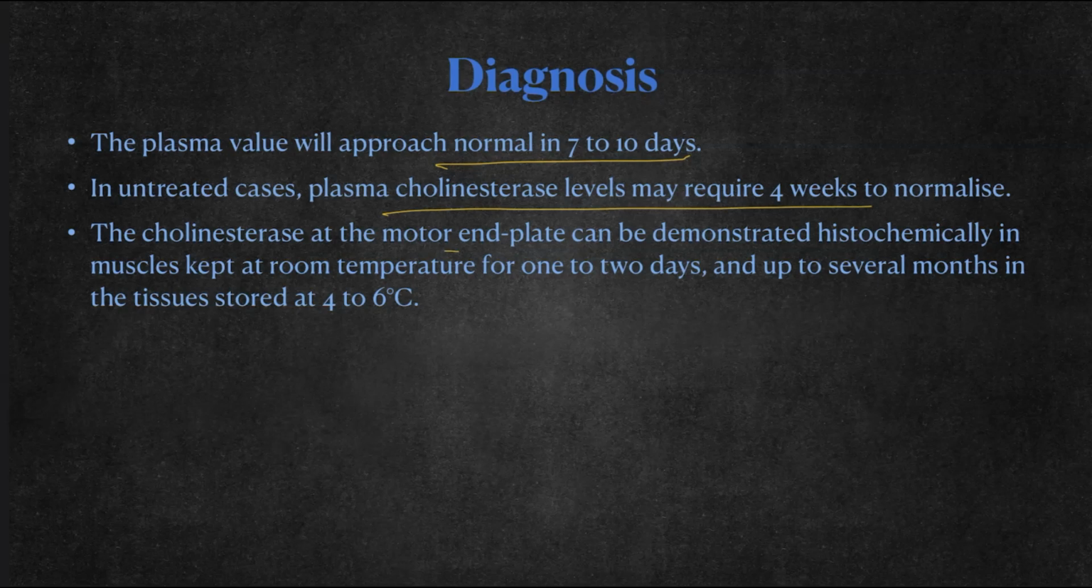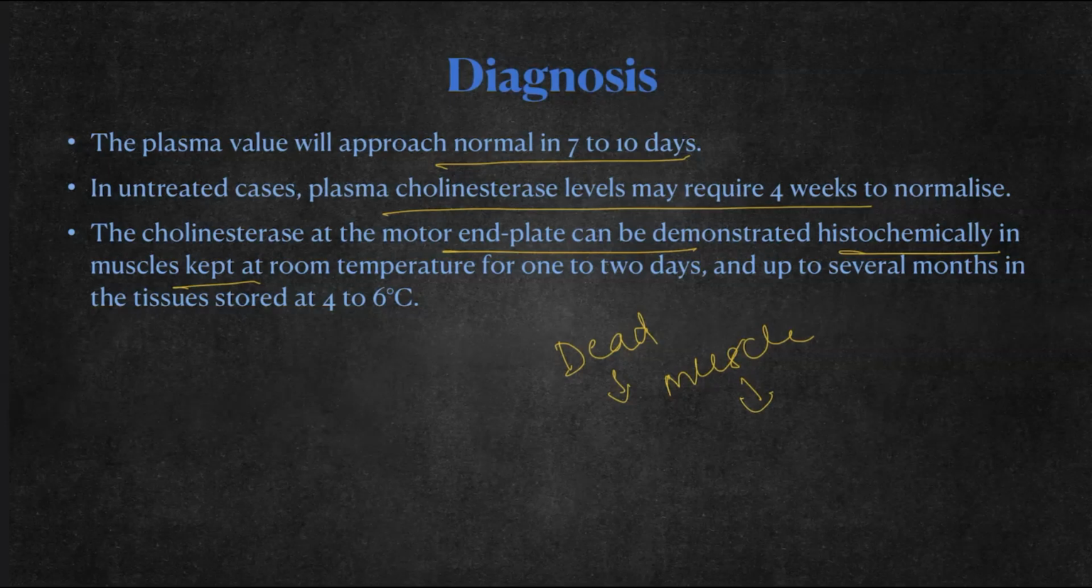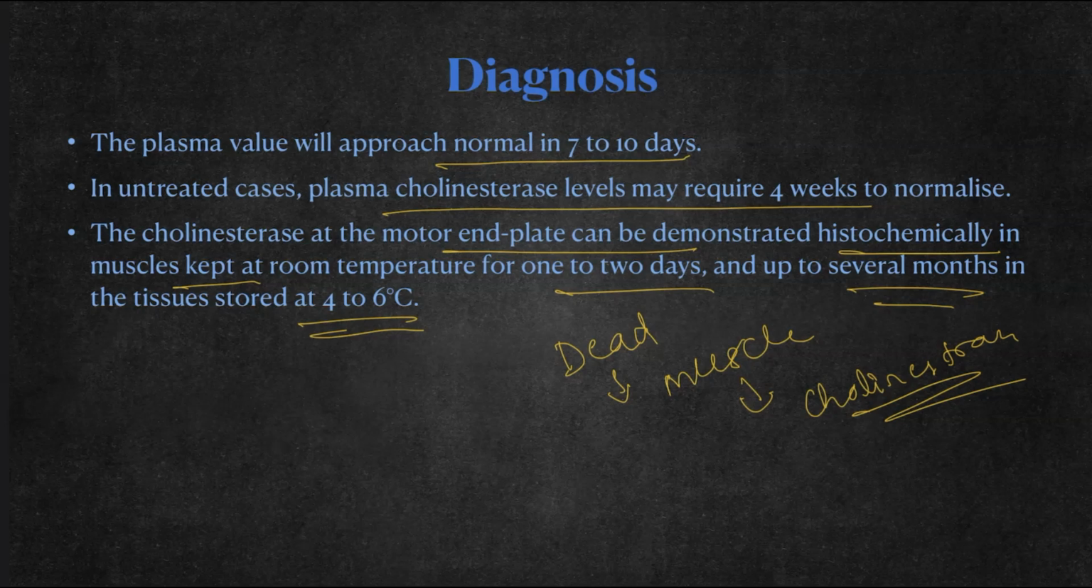The cholinesterase motor end plates can be demonstrated histochemically in muscle kept at room temperature. So in cases where the person is dead, muscles should be preserved to estimate cholinesterase enzyme. If the body is preserved at room temperature, it can be detected up to 1 to 2 days. If it is preserved at 4 to 6 degrees, it can be detected up to several months. Cholinesterase activity can be detected to confirm that the person has consumed the organophosphorus compound.